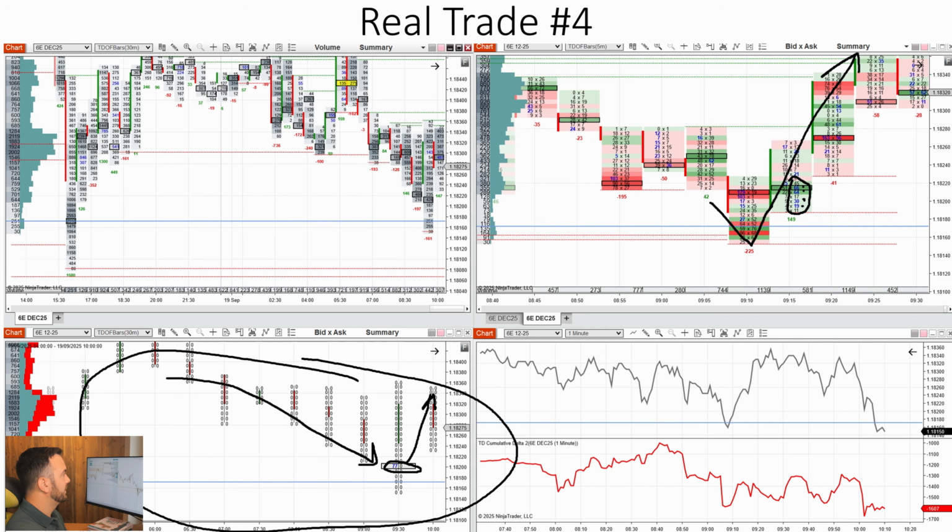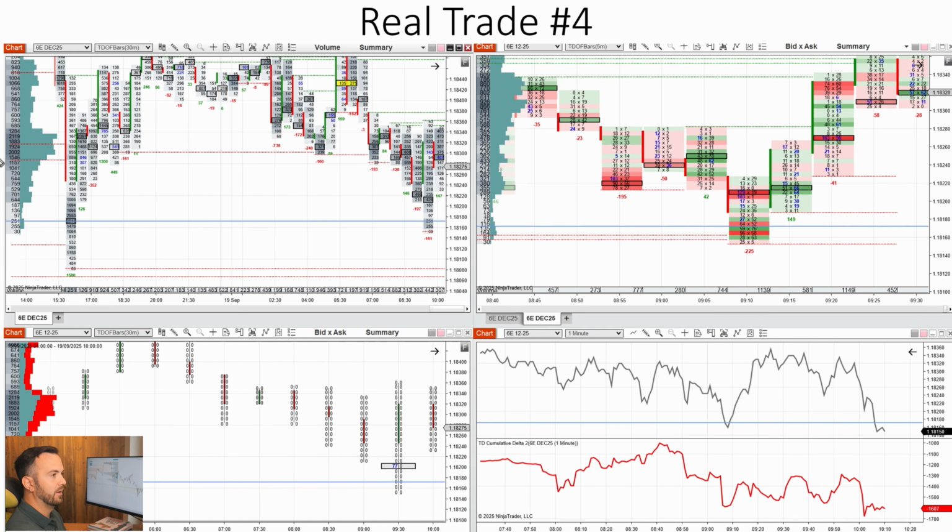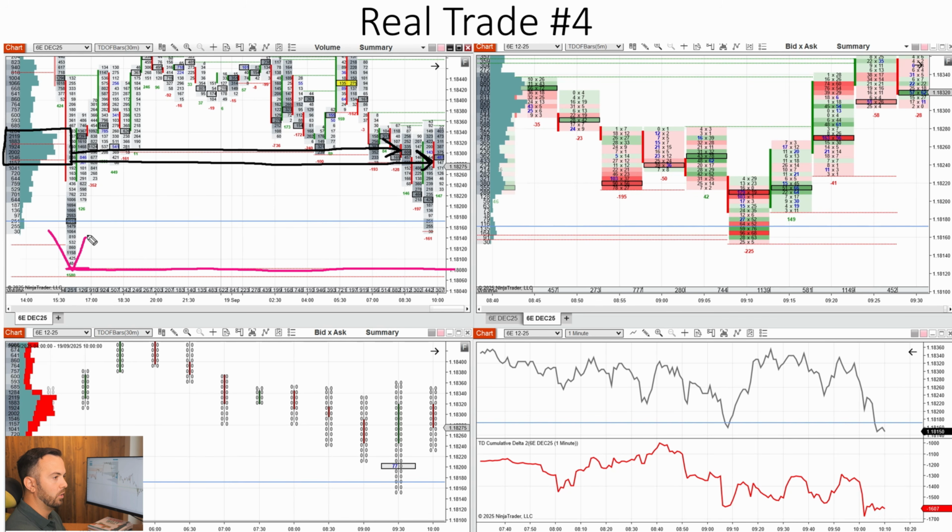The take profit for this one was around the point of control. If you look at the volume profile here, then the point of control is a good place for a take profit, or a little bit below it, just to make sure. And my stop was in here. That was the low of this rejection area.